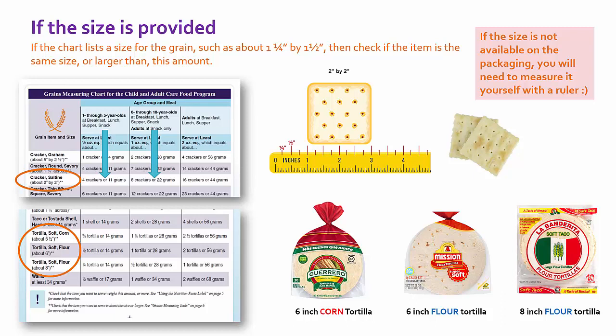So let's take a look at saltine crackers on the chart. Saltine crackers does list the size. It's mentioning that it needs to be about 2 by 2. And I put an example here of a saltine cracker that is 2 by 2. So we could go ahead and use that.